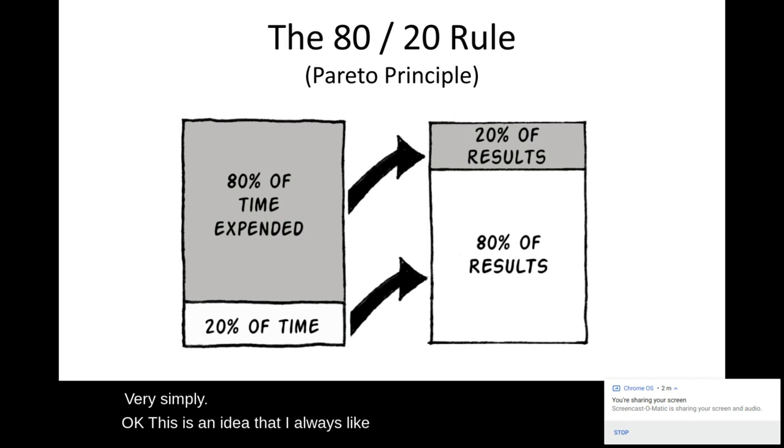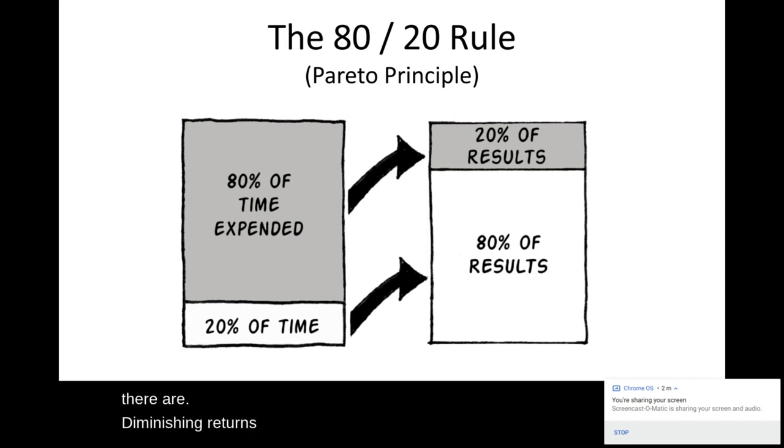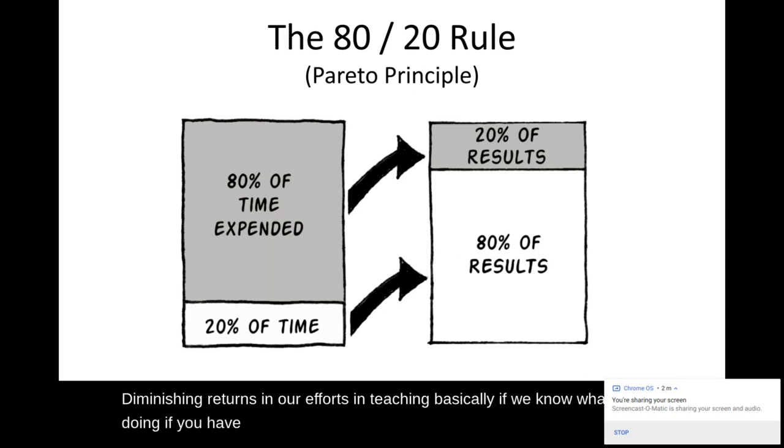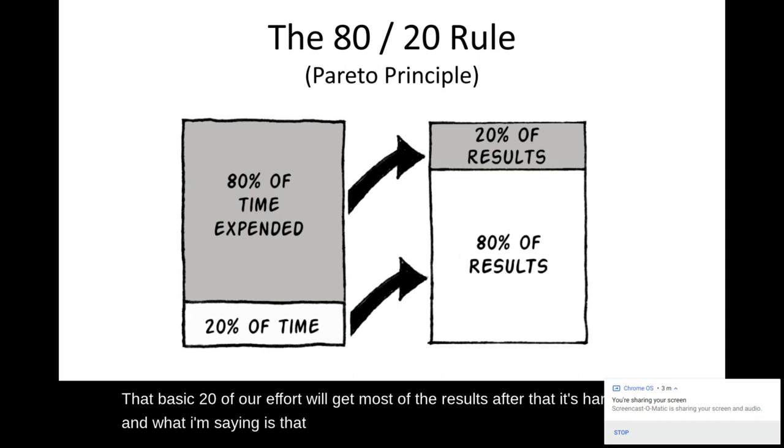Okay, this is an idea that I always like to use: the concept that there are diminishing returns in our efforts in teaching. Basically, if we know what we're doing and have some experience, that basic 20% of our effort will get most of the results. After that, it's hard work. And what I'm saying is that the same goes for creating online content. We can achieve 80% of what we want with a lot less effort.